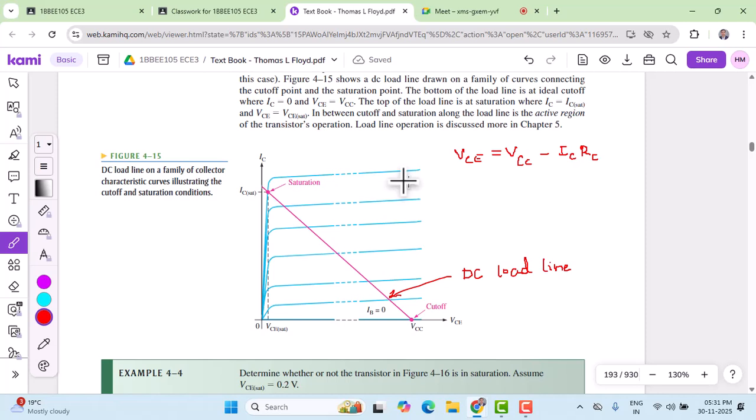So let us determine the saturation collector current, which is given by VCC minus collector emitter saturation voltage divided by RC. Let us substitute the values. VCC is given as 10 volts from the circuit. VCE saturation is 0.2, RC is 1 kilo ohm, and simplifying this gives me a saturation collector current of 9.8 milliampere. Now let us see whether the base current is able to produce this much saturation current or not.